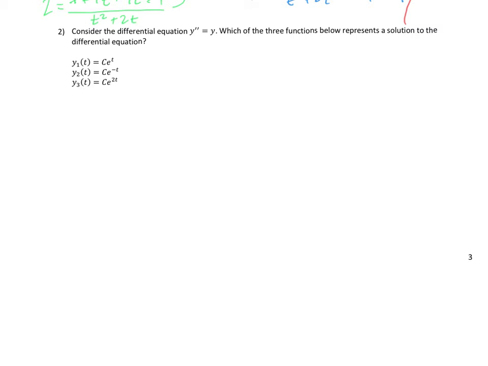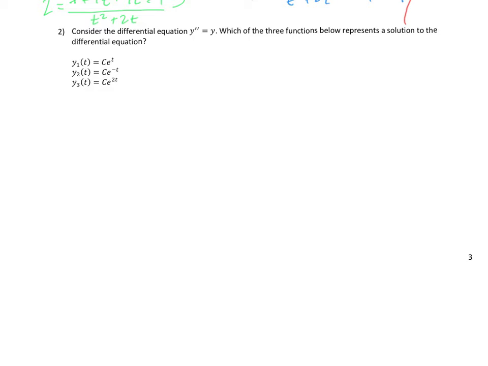All right, y2. y2 is c e to the negative t. So I'm going to calculate y prime and y double prime. I get negative c e to the negative t because of the chain rule. And then y double prime would be c e to the negative t. So then I check, does y double prime equal y? Well, y double prime is c e to the negative t. y is c e to the negative t. So yeah, they're equal. So y2 is also a solution.